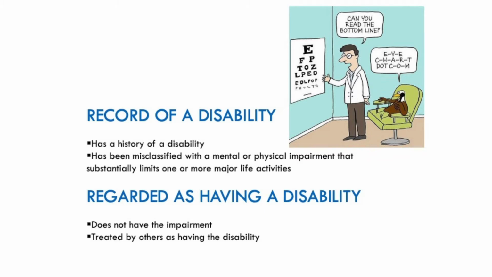An example of a misclassification would be a school district that incorrectly identified a student as having a learning disability when further testing revealed the student's issues were caused by the need for ordinary eyeglasses and the student does not have a learning disability. A student who has a record of a disability may or may not need special education or related aids and services.